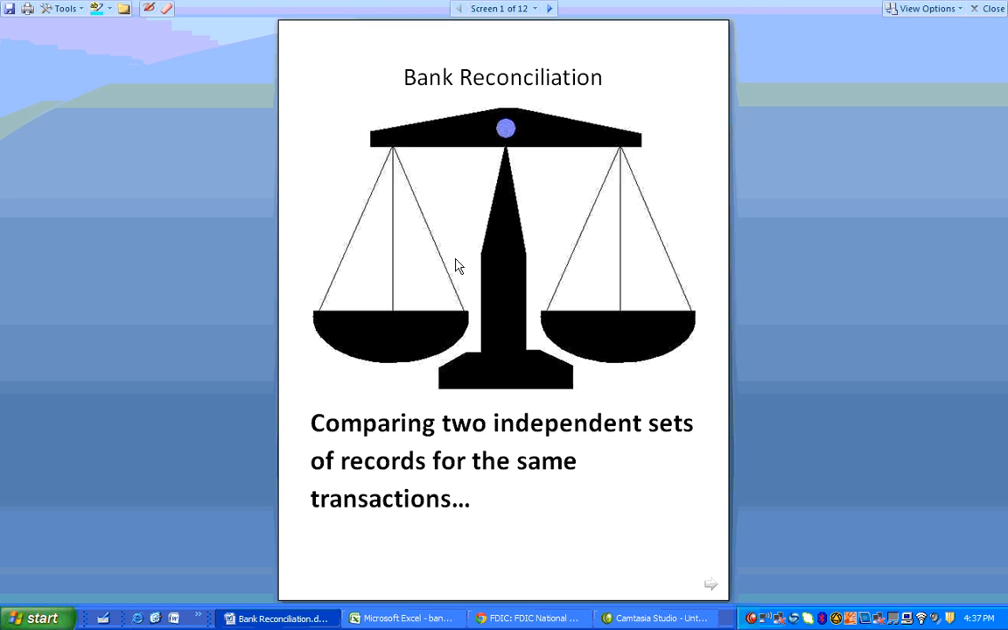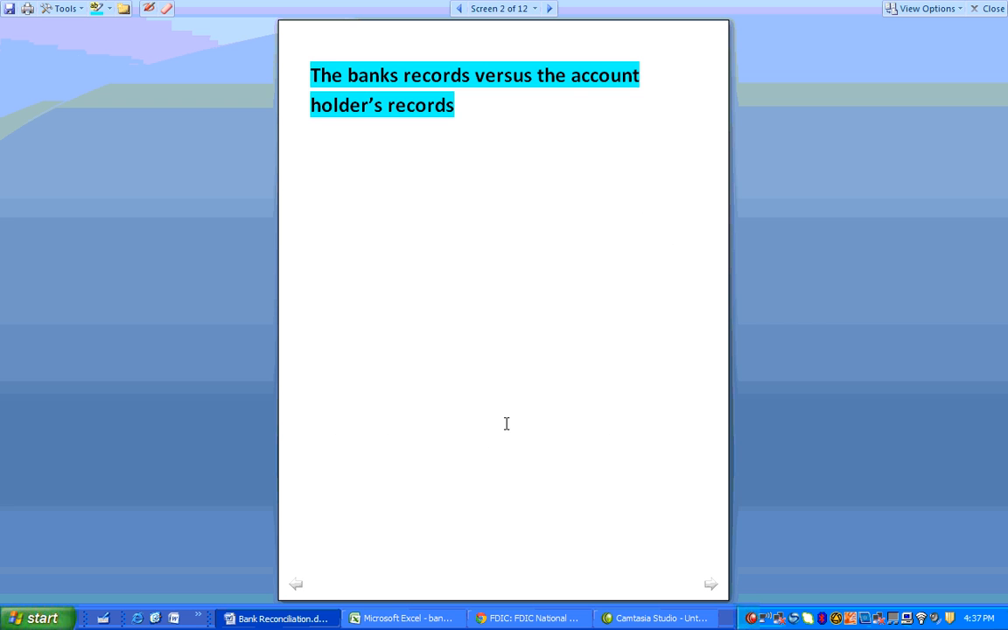Welcome to a short lecture on how to do a bank reconciliation. And I want you to picture in your mind these scales every time you have to do a bank reconciliation, because what you're doing is comparing two independent sets of records for the same transactions. At the end of the day, they should be exactly the same and should balance.